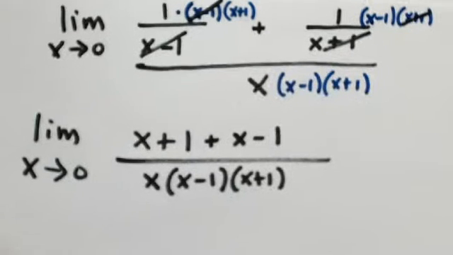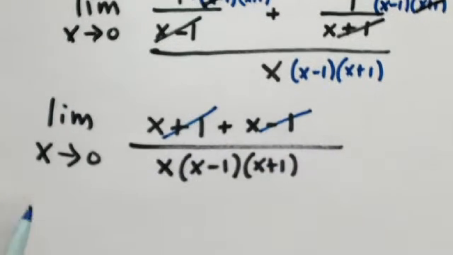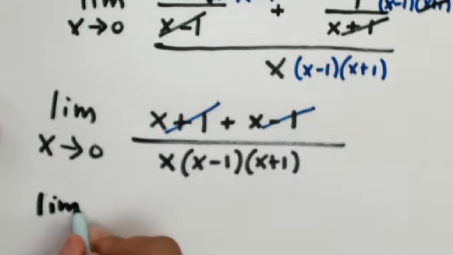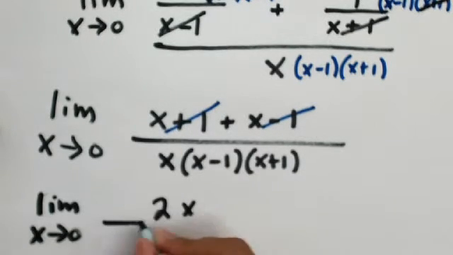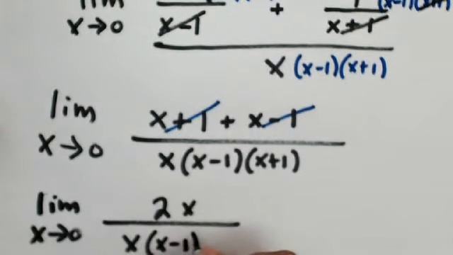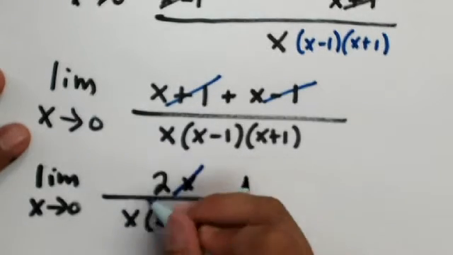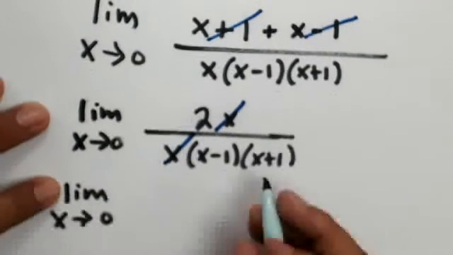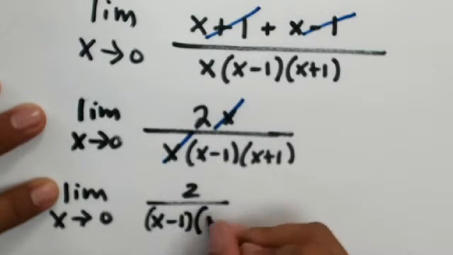All we're trying to do is get rid of something that's making our numerator and denominator 0. What happens from here? We are left with x plus x, we have 2x over x times x minus 1 times x plus 1. And what do we do here? We're left with the limit as x approaches 0 of 2 over x minus 1 times x plus 1.